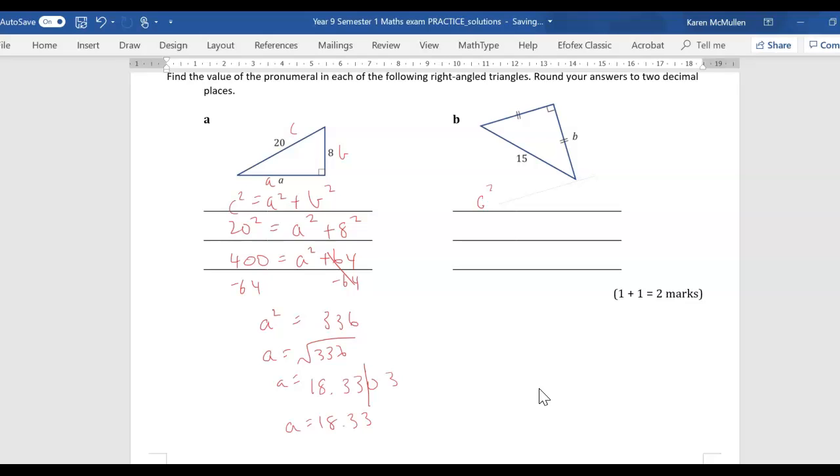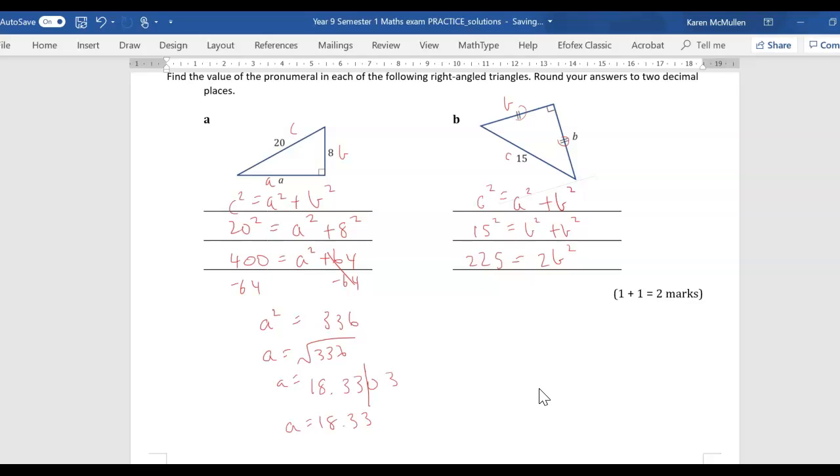we've got C squared equals A squared plus B squared. Now these two lines here mean that these two sides are the same. So this is also side B. And this is C. So when you're doing your substitution, C is 15 squared, and A is B, and B is also B, because the two sides are the same. So I label them both as B squared. 15 squared is 225, and then I've got 2B squared.